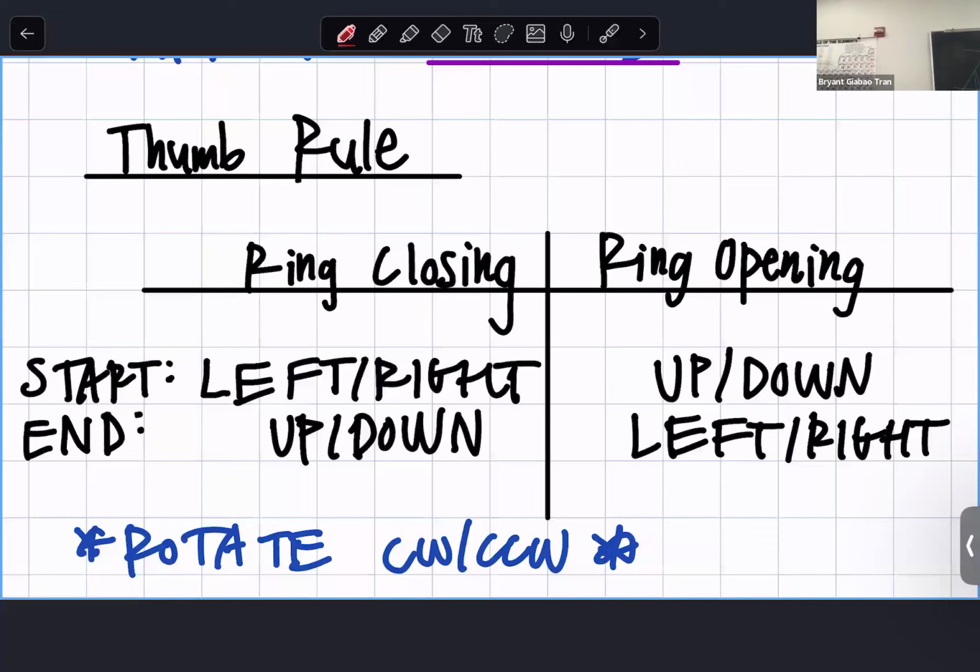But what does that mean? This group has to rotate in the same direction, so it also goes counterclockwise. Okay, so this is trans.